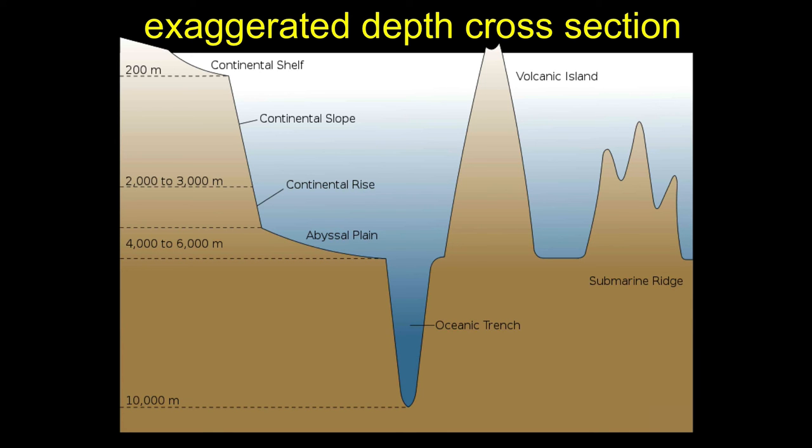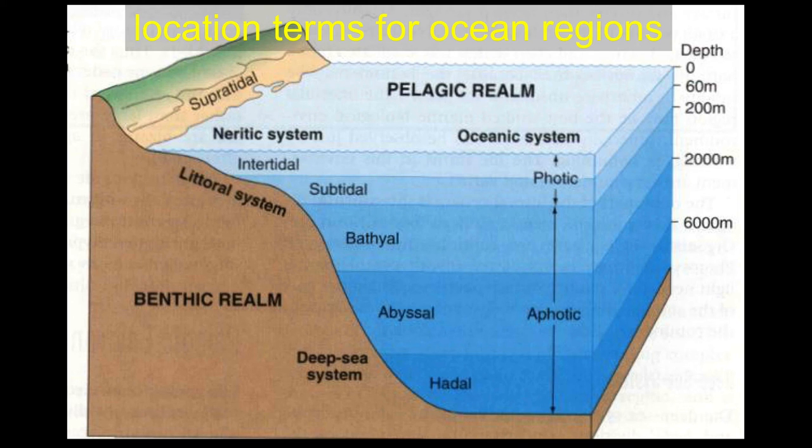So just to review, we have this depth or geographic breakdown. Once we go subtidal, we have the continental shelf, the continental slope, the continental rise, the abyssal plain, and then that abyssal plain is punctuated every so often by a giant trench or a volcanic island, and then we have these submarine ridges. And again, we have these different regions of the ocean, the oceanic and neritic, the pelagic and benthic, and we talked about the different critters.